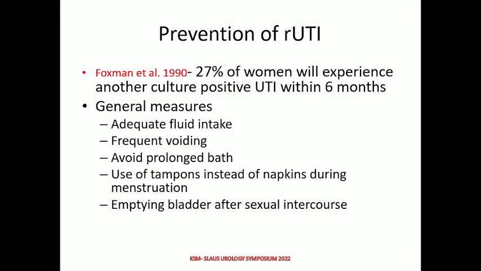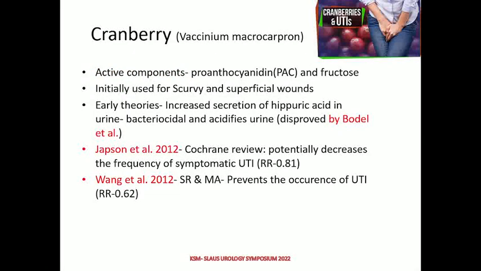We move to prevention of recurrent urinary tract infection in women, because 27% of women will have another episode of urinary tract infection within 6 months. So we have to take general measures to prevent those, like adequate fluid intake, frequent voiding, avoiding prolonged baths and bubble baths, and emptying the bladder after sexual intercourse. With that, we are moving to other non-antibiotic treatment options.